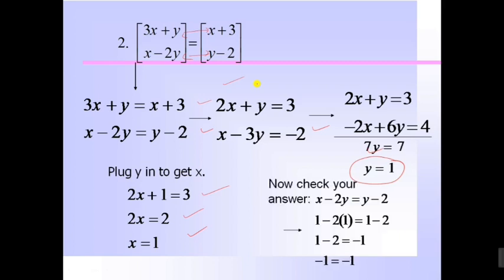Now you can check your answer also. x minus 2y equals y minus 2 is my first equation. If I put y equal to 1 and x equal to 1, then I will get LHS equal to RHS. So this is the correct check for this one.